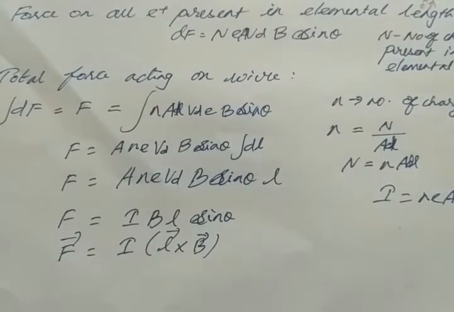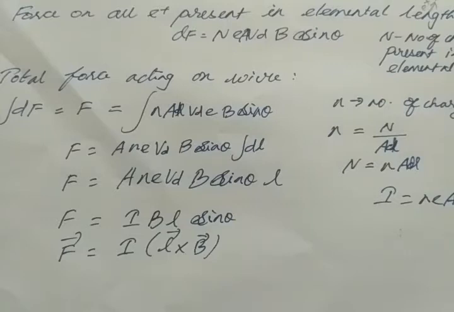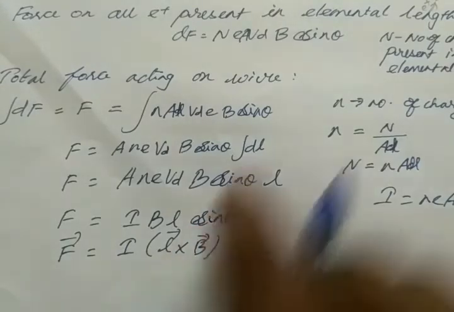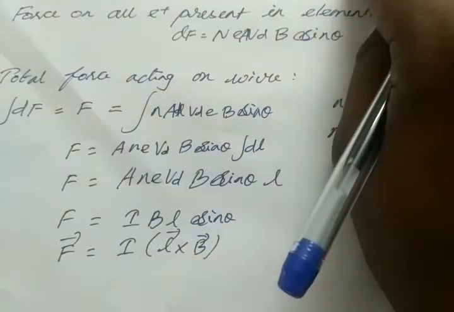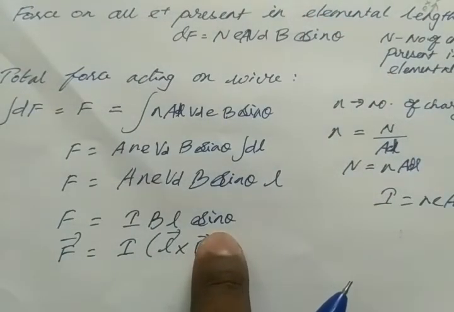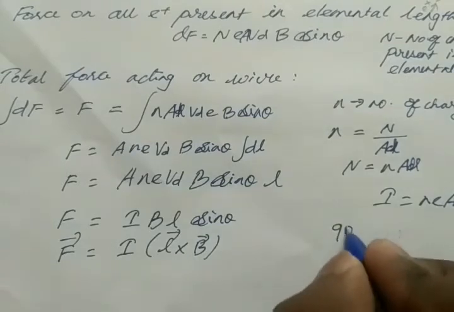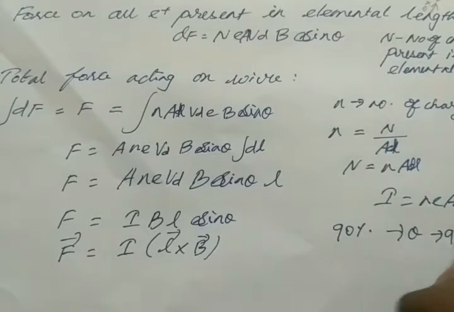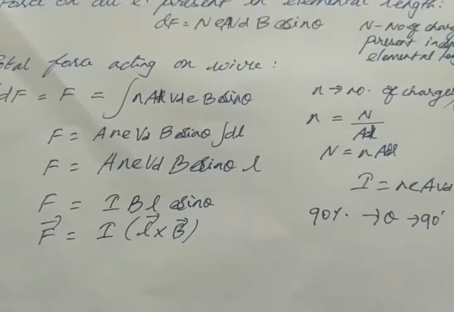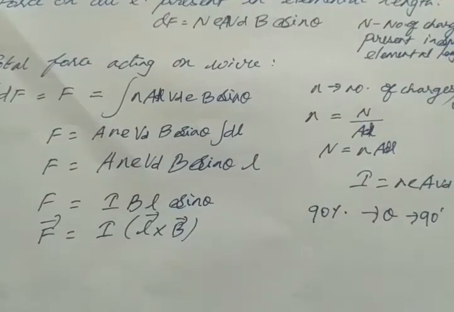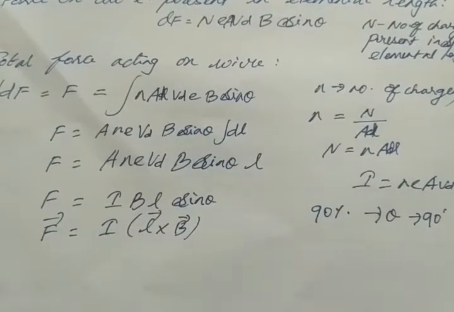What is the force acting on the current carrying wire or current carrying conductor, right? Here theta means the angle between length element and magnetic field. Here it is inclined at an angle theta. If the wire is perpendicular to the magnetic field, then what is the value of theta? Theta is 90 degree. 90% of problems will come with theta as 90 degree. So you can put sin 90, and sin 90 is equal to 1. Clear? So very important.